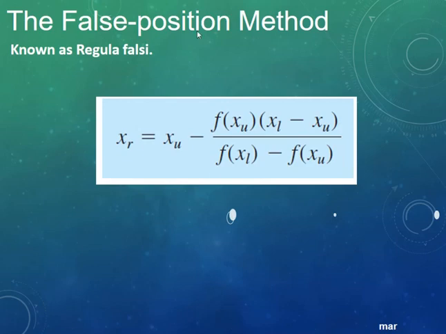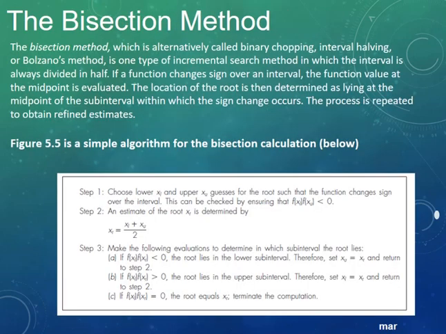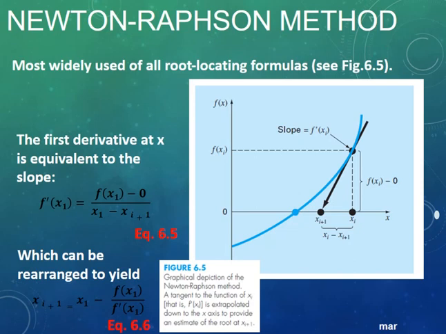Okay, so the false position method is also known as regula falsi. The steps are the same as in the bisection method. So, these are the steps, the simple algorithm of bisection. The only difference in the false position method is this XR. Then the rest is almost the same. Okay? So, we will not conduct an example of the false position method. We'll just go to the Newton-Raphson method.